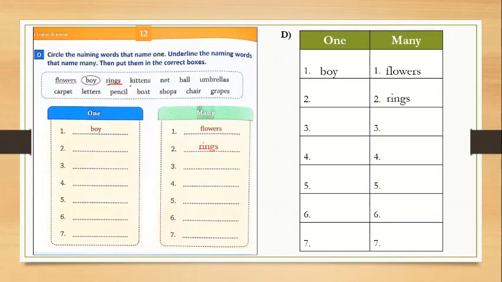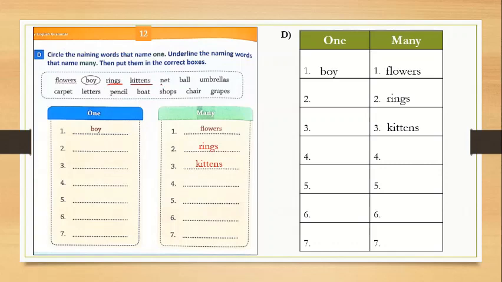The next word is kittens. Now look at the word carefully. In kittens also the last letter is S. That means kittens is a naming word for many. So we underline the word kittens and we will write it under many. Children, write it very neatly, okay?